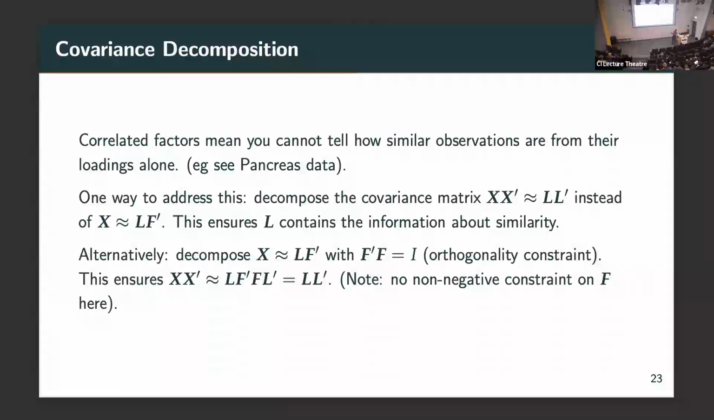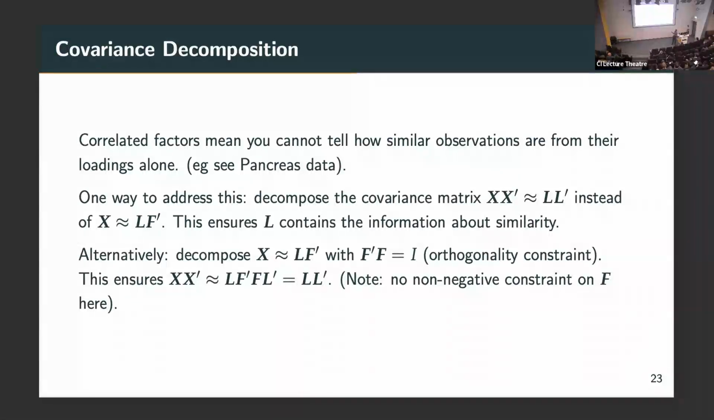Okay, so why might we want to do that? I should say, when I started this work, I was very against orthogonality. I was like, orthogonality? That's just a mathematical convenience in PCA. Biology is not orthogonal. So why would we want to use orthogonality? And now I've backed off a bit on that. I think there are some reasons you might want to see more orthogonality. Essentially, when factors are correlated, it means you can't see how similar things are from their loadings alone, the L matrix alone.